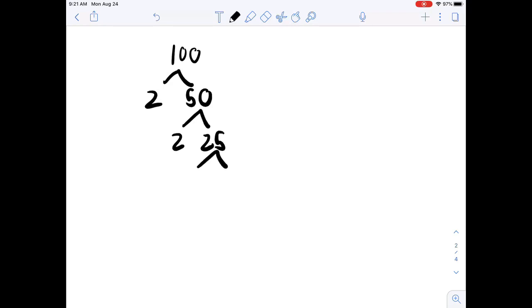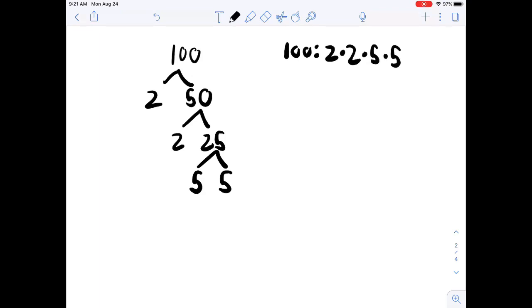So I'll start with 100. In this case, I'm going to do 2 and 50. 2 is prime, 50 is not. So 2 times 25, we end up with 2 again. 25 divided by 5 is equal to 5. And so our prime factorization of 100 is 2 times 2 times 5 times 5.